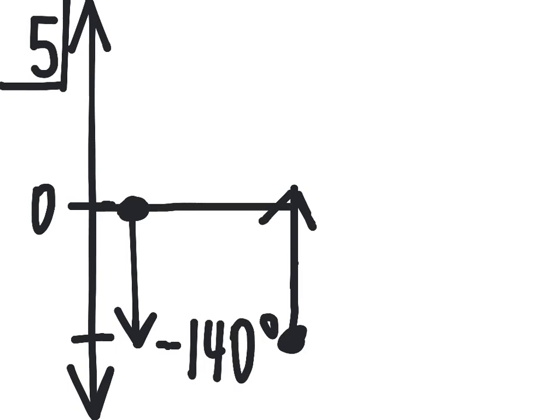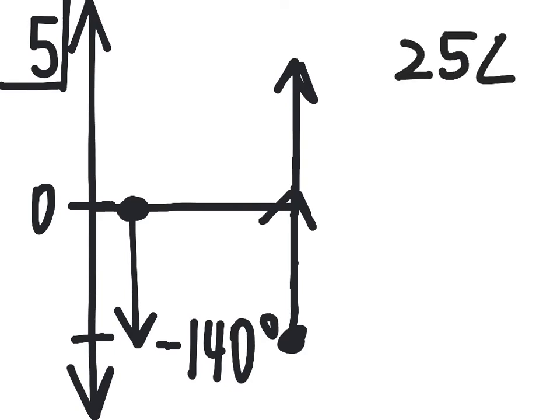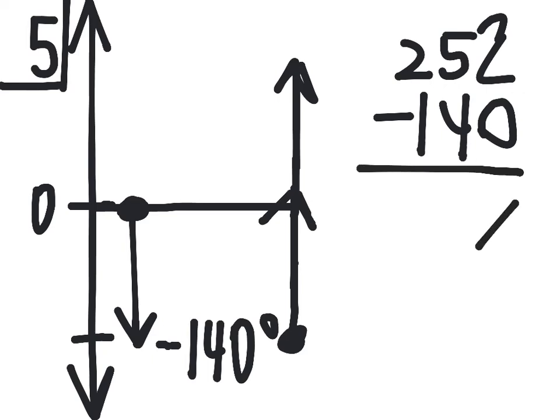So if you've already went up 140 and you want to go up a total of 252, how much more do I need to go? And hopefully you're thinking, well, the only way to get that answer is to subtract. If I got to go a total of 252 minus how far I've already went, because now I'm at 0, right? I came back up to 0.